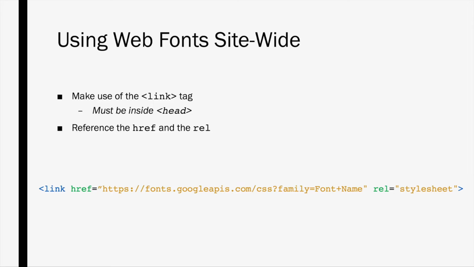If you're using one from the Google API, then chances are your link tag will look something like this, referencing https://fonts.googleapis.com/css?family= whatever your font name is going to be. Spaces will be represented by plus signs, and different fonts will be separated by the pipe character between the different fonts.